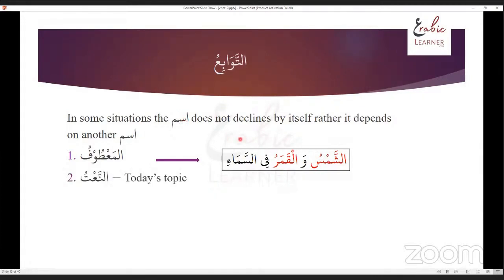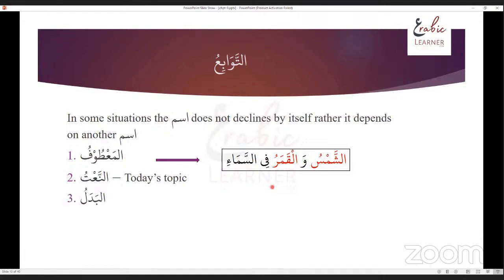Naat. This is also tabi. Why is it tabi? Because it follows all the four properties of ism. This is also tabi, and that is something you have already learned.